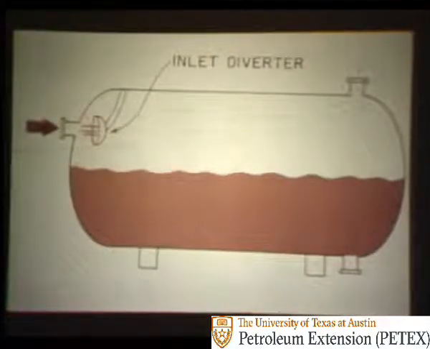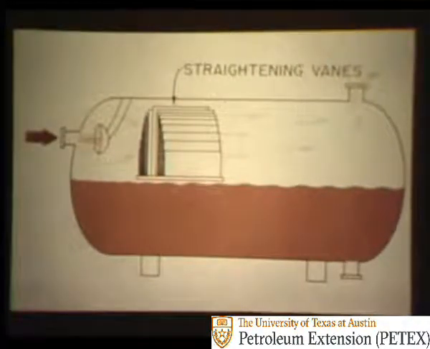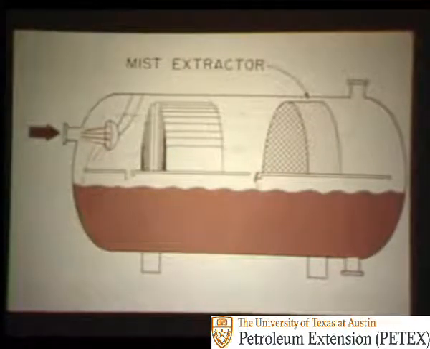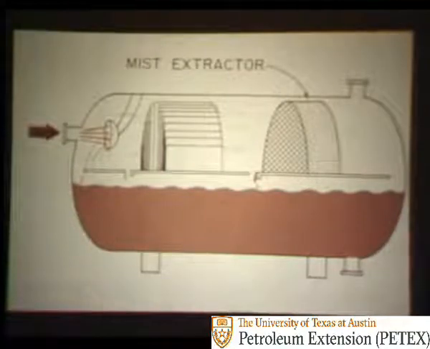The first of these features is an inlet diverter. It is used to help break up the incoming liquid so that entrained gas can separate from the liquid easier. Straightening vanes or stacked plates just past the inlet diverter are often used. These serve two purposes: one, to reduce turbulence in the gas stream, and two, to help remove liquid entrained in the gas. All separators will have a mist extractor near the gas outlet for final scrubbing of liquids from the gas before leaving the separator.